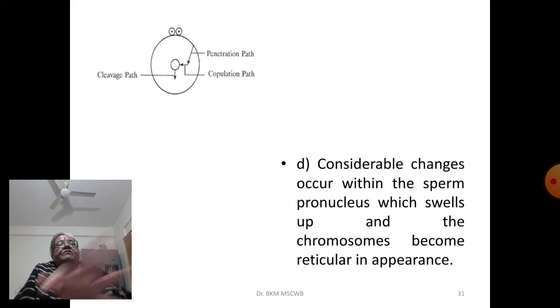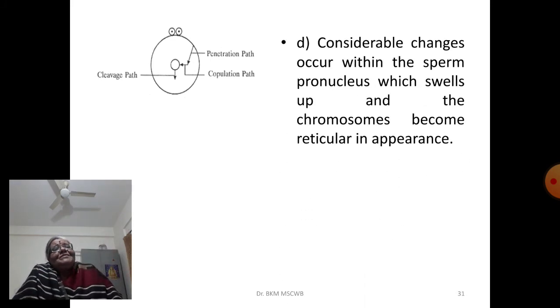Now, considerable changes occur within the sperm pronucleus. It swells up and the chromosomes become reticular in appearance. Reticular in the sense network-like in appearance.